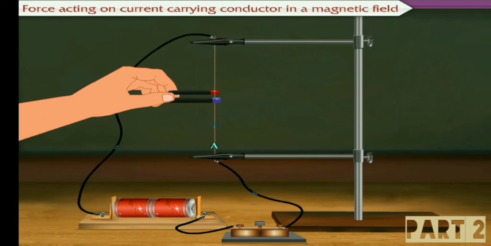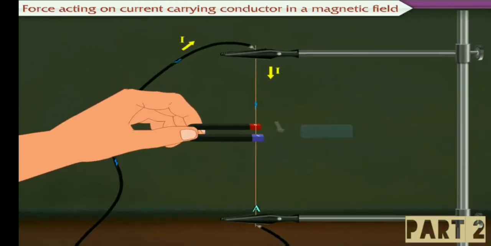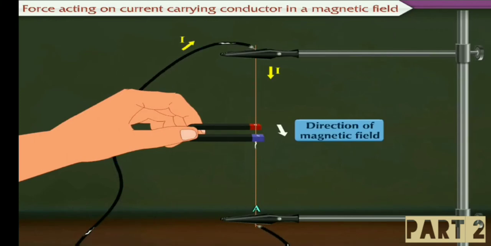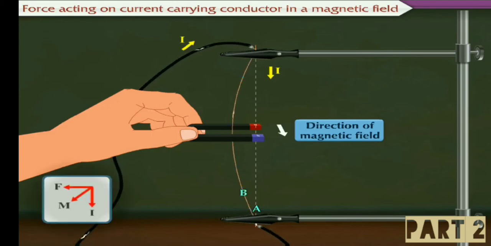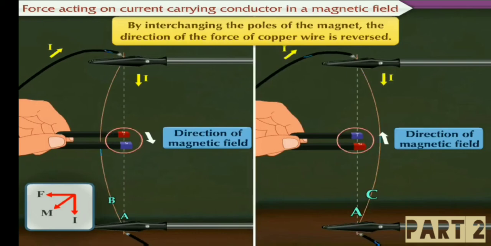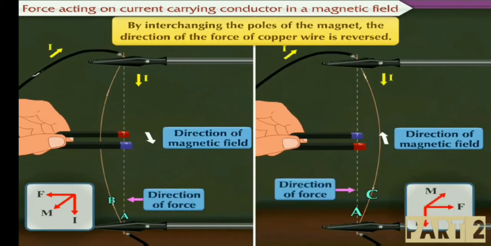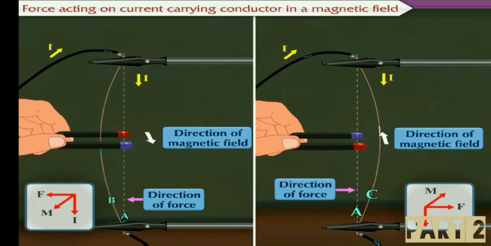When the current flows from the top end of the wire to its bottom end, and if the direction of the magnetic field is reversed by reversing the poles of the magnet, then the wire bends to the position B. That means, even after interchanging the poles of the magnet, the direction of the force on the copper wire is reversed. Let us now answer one more question related to this concept.